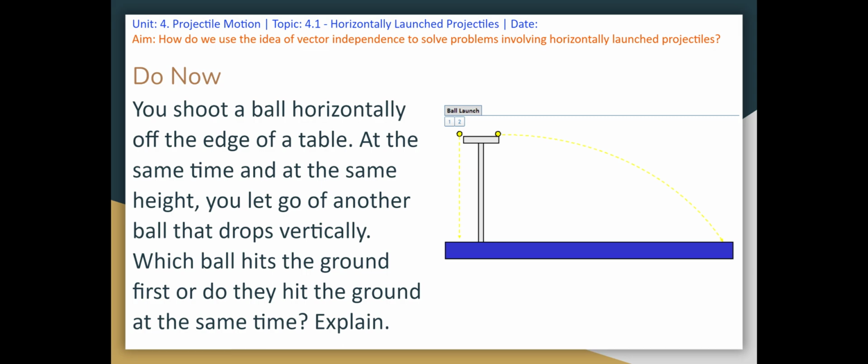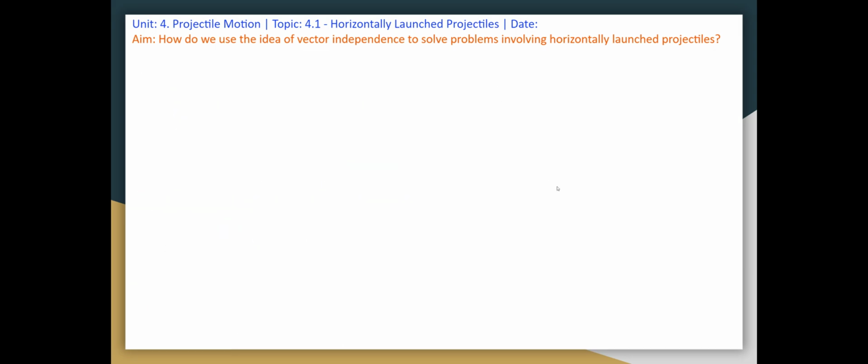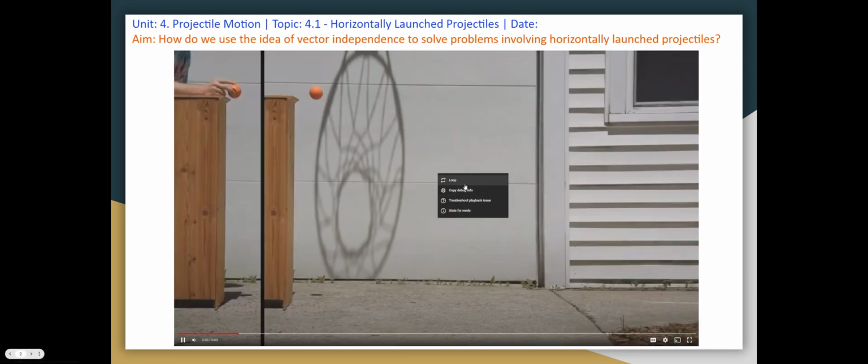Right? That question, well, you're going to have most students think that the ball that launches horizontally hits the ground first because it launches with a speed. So whatever is going the fastest will hit the ground first, before the other one. But that's not the case, right?